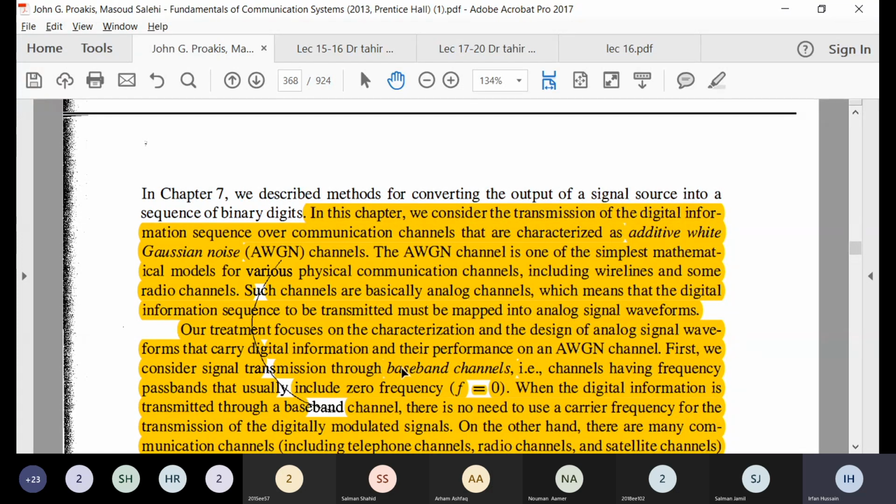That channel could be simple baseband, which we have studied in chapter 6 also. Baseband means there is no carrier modulation. The message signal is at low pass frequencies, and the channel is also at the frequency of the message signal. You didn't have to modulate your signals to some higher frequency. So no use of a carrier.